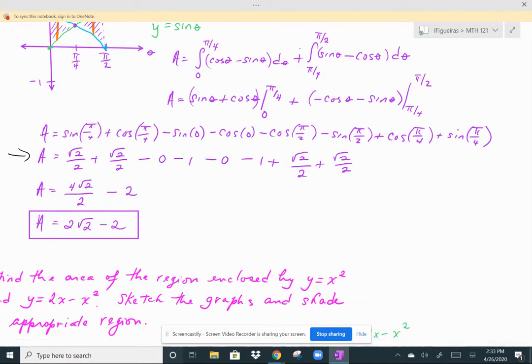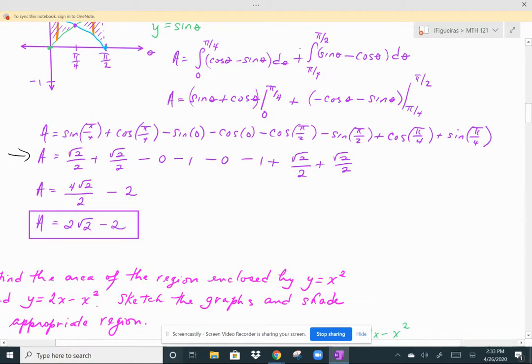So the sine of pi over 4 is root 2 over 2. The cosine of pi over 4 is root 2 over 2. The sine of 0 is 0. The cosine of 0 is 1. Cosine of pi over 2 is 0. Sine of pi over 2 is 1. Then we're back to cosine of pi over 4 is root 2 over 2, and sine of pi over 4 is root 2 over 2.